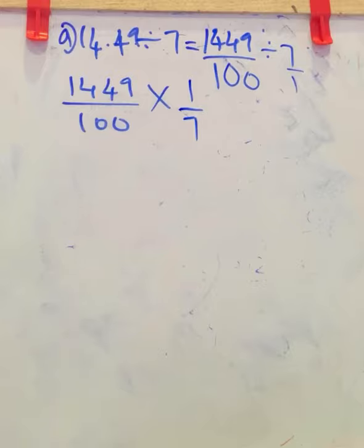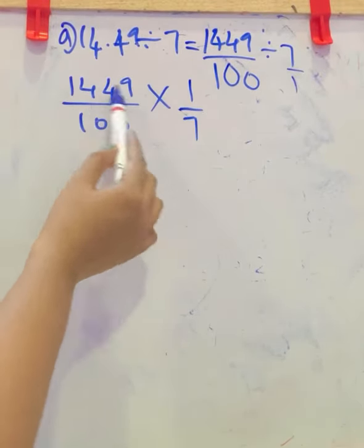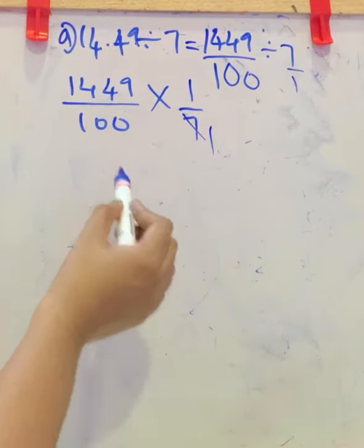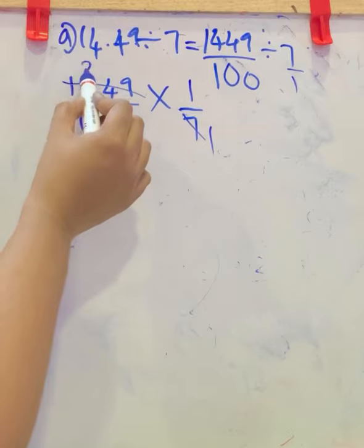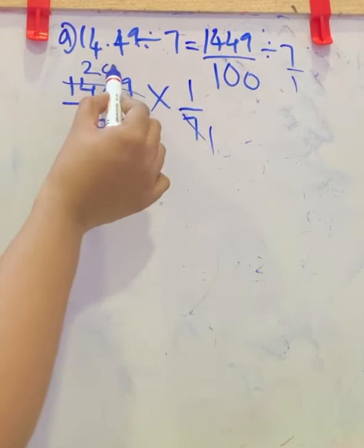Now check, is there any common factor with numerator and denominator? Here this is a multiple of 7, so you can divide it with 7. 7 ones are 7. In 14, 7 twos are 14. In 4 you can't divide it with 7, so put a 0 here.